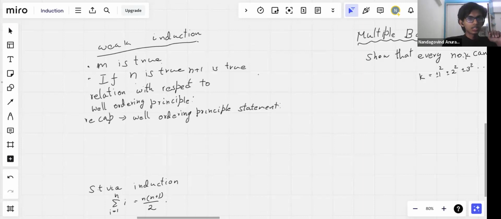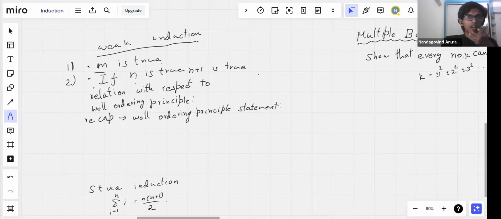So it's 1, and you have 2. And you have that both 1 and 2 are true. Then you have that for all natural numbers greater than m, or if m was negative, for all integers greater than m, the statement is true.